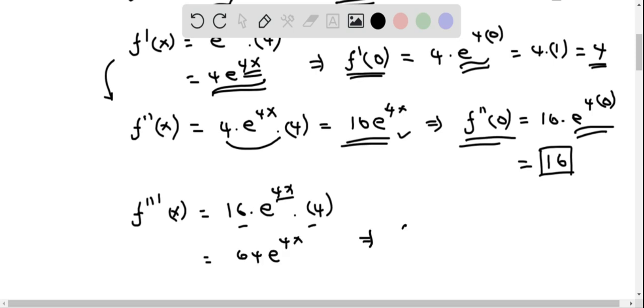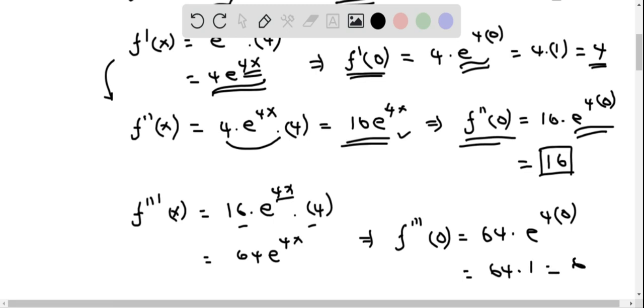And so we can find the f triple prime of 0, and this gives 64 times e raised to the power of 4 times 0, and this equals 64 times e to the power of 0, which is 1, so it is 64.